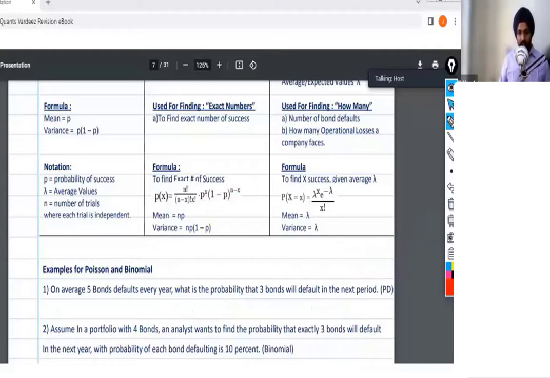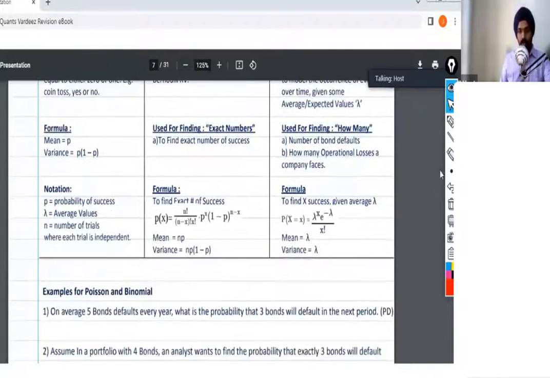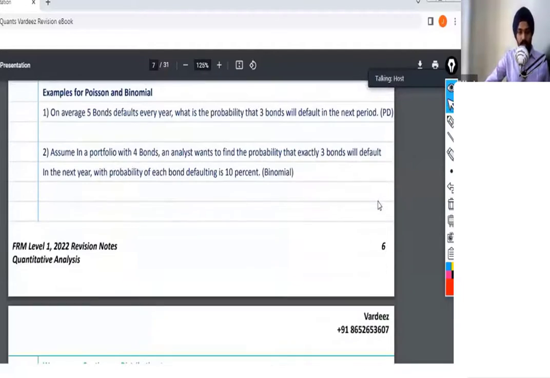Okay, so it's very simplistic. Do not get confused with these distributions. They are very simple. All you need to do is remember these formulas and just look at the question. Everything is there. You can easily solve these questions if they occur on the exam. Okay, so make sure that you are thorough with that.